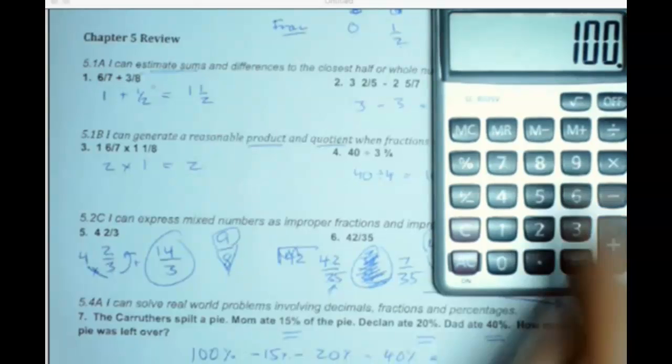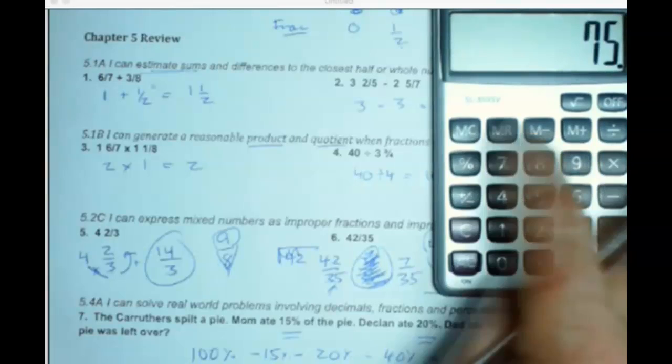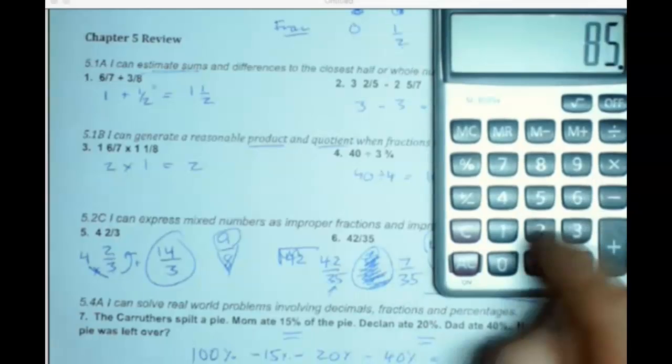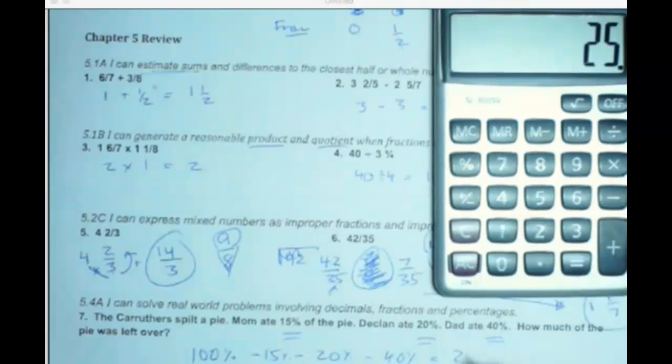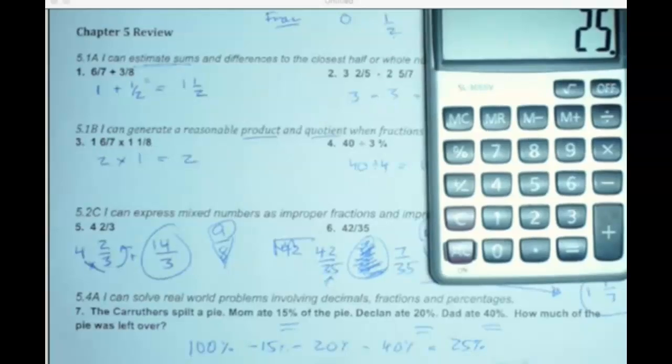And we can do this on the calculator. 100 minus 15 minus 20 minus 40. I got 25% left. And then just to be certain, I would double check that and subtract that one more time. But I can also add it back up. This would be 60%. This would be 70% and 75%. So the opposite would be they ate 75%. There's 25% of the pie left.